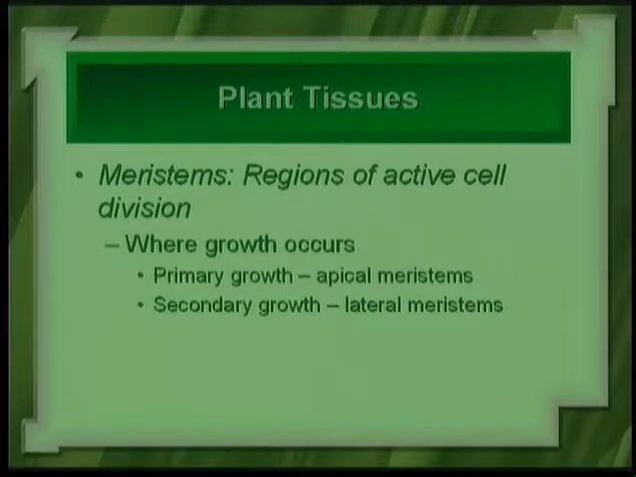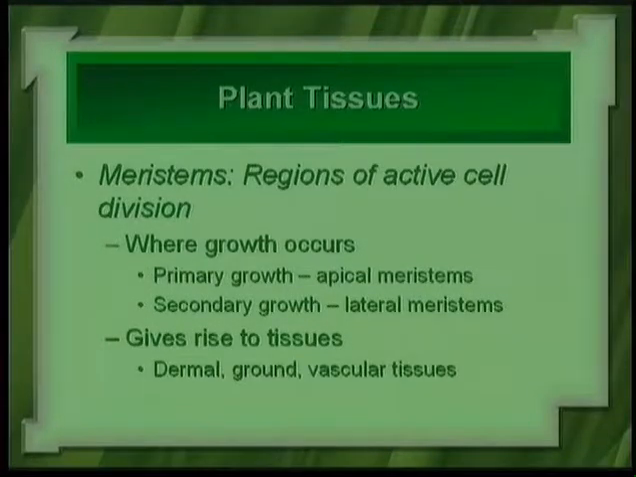We also have secondary growth. Secondary growth comes from what we call lateral meristems. So the apical meristems are generally located at the tips of shoots and at the tips of roots. Secondary meristems occur in the lateral sections of the stem and the root. And so these meristems will give rise to certain tissues, right? And let's see, the tissues include three types. We have dermal tissue, we have ground tissue, and we have vascular tissue.